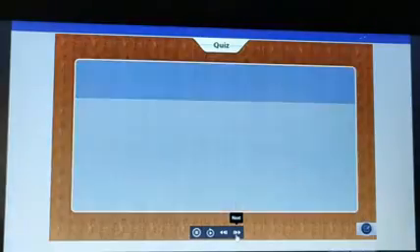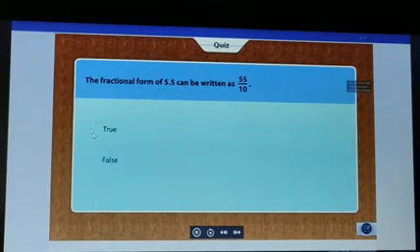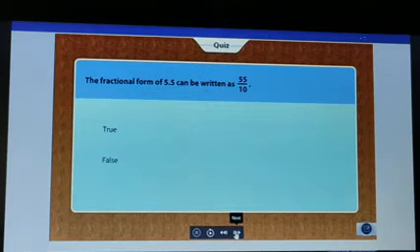Next question. The fractional form of 5.5 can be written as 55 by 10. Select the correct option and click submit. Yes, when we remove the decimal sign, it will be 55 by 10. Or we can simplify it further, but yes, we can write it as 55 by 10 as well. So it is true.